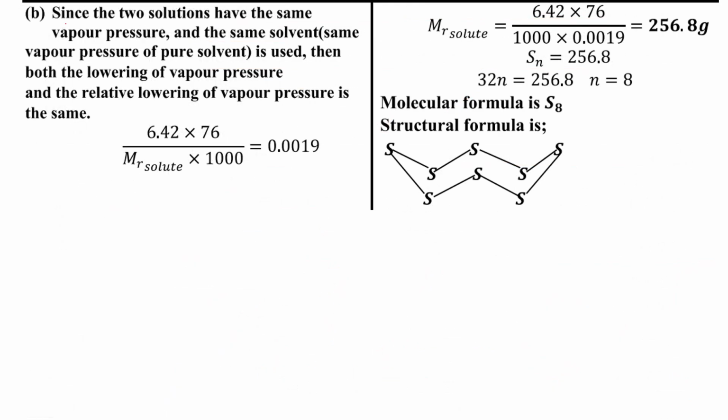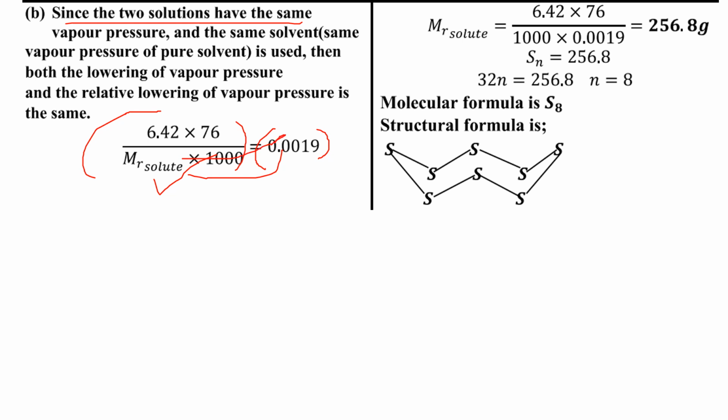In part B, since the two solutions have the same vapor pressures and they are of the same solvent, we equate the expression we got in the second calculation to the expression we got in the first calculation. Once you do so, you only need to make the molecular mass of the solid the subject by bringing this one this side and taking this one up.